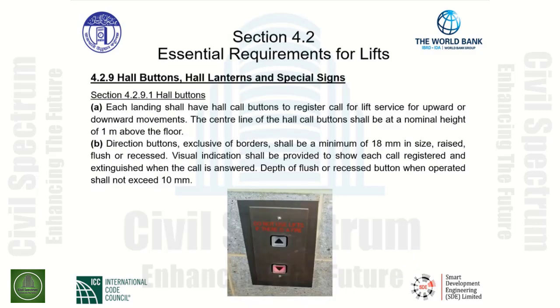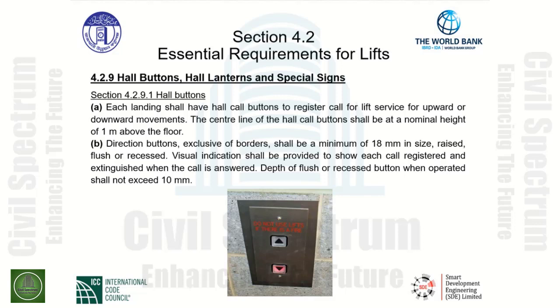Our next section, 4.2.9, covers hall buttons, hall lanterns, and special signs. Regarding hall buttons, section 4.2.9.1, item A, indicates that each landing shall have hall call buttons to register call for lift service for upward or downward movements. The center line of the hall call buttons shall be at a nominal height of 1 meter above the floor. This is a very specific measurement that must be complied with.